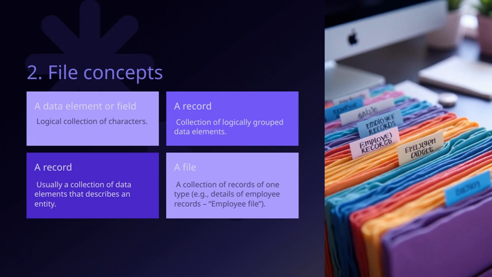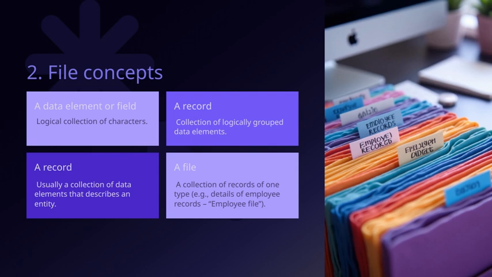Now, within that file, we have individual records. A record is usually a collection of data elements that describe a single entity, like one employee. It's a way to organize information about that entity in a structured manner. To clarify further, a record is essentially a logical collection of characters that represent all the details about that entity.